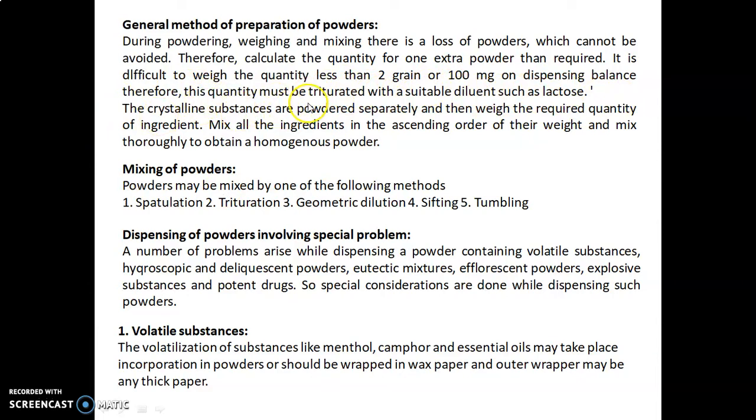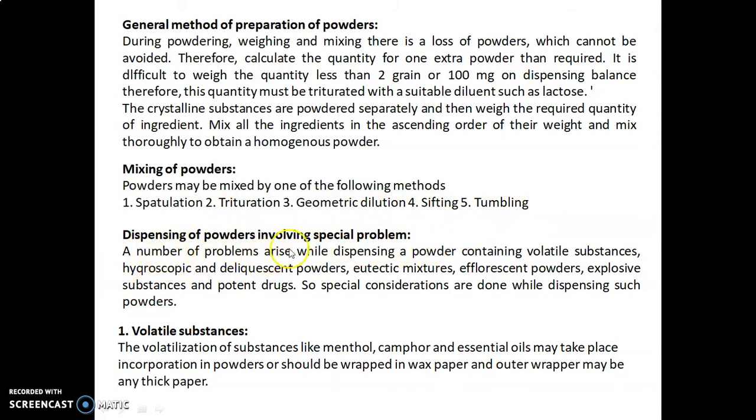The crystalline substances are powdered separately and then weigh the required quantity of ingredient. Mix all the ingredients in the ascending order of their weight and mix thoroughly to obtain a homogeneous powder. Mixing of powders: powders may be mixed by one of the following methods, that is spatulation, trituration, geometric dilution, sifting and tumbling.